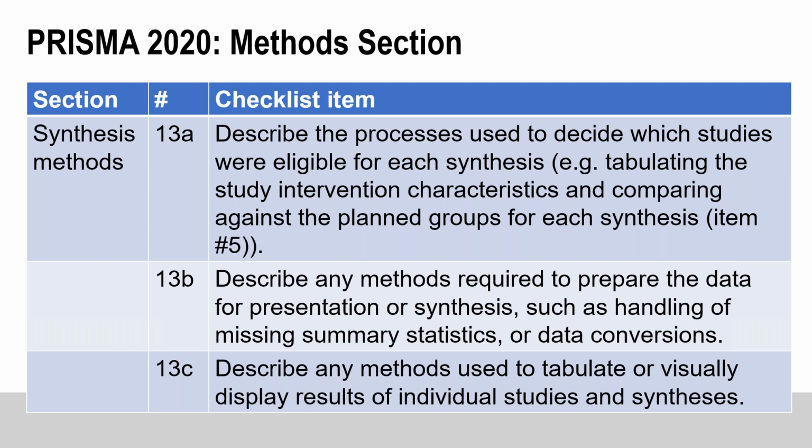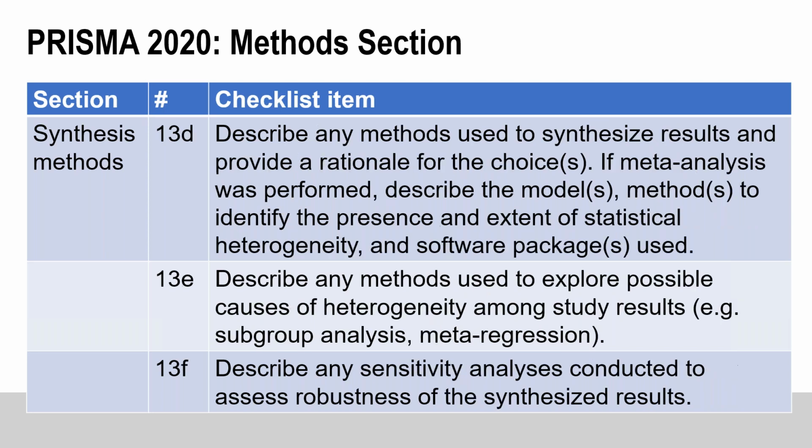Then describe any methods used to tabulate or visually display results of individual studies and syntheses. This is again going back to an issue that a lot of people typically would think that the forest plot is the only thing that you could use to summarize and synthesize findings in a review. But there's many options now available to better convey the findings of your review when you've either done meta-analysis or haven't been able to do meta-analysis. And so making it clearer to readers what approaches you used, we think will increase transparency of the review.